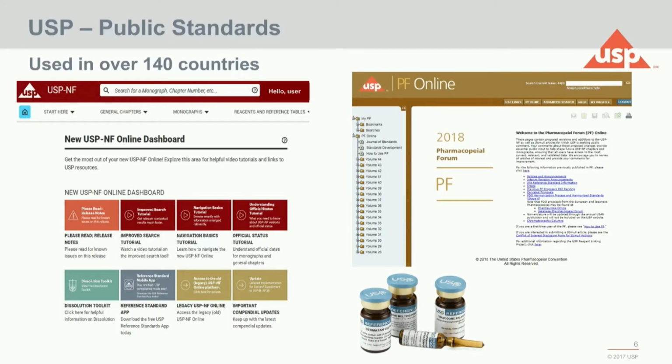Our public standards come in two basic varieties. These are used in over 140 countries, and we have both what we call documentary standards and physical standards. There's the Compendium, USP-NF, that contains both monographs and general chapters. All of the monographs and general chapters, as they're developed or revised, are always published in the Pharmacopeial Forum for public comment, and they're open for 90 days.